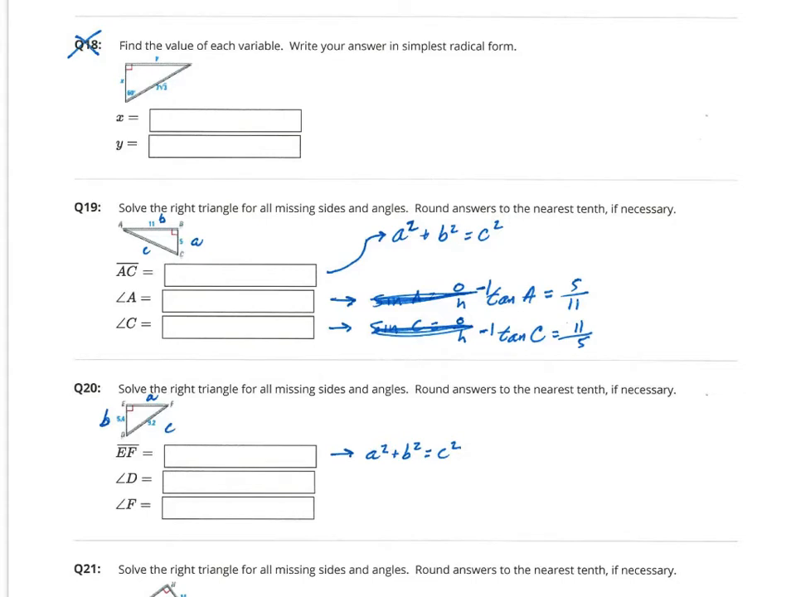So the first one, we're asking for a side, which is AC. And you saw I labeled that C. There's A, there's B. Plug them into the Pythagorean theorem and figure out how long that side is.